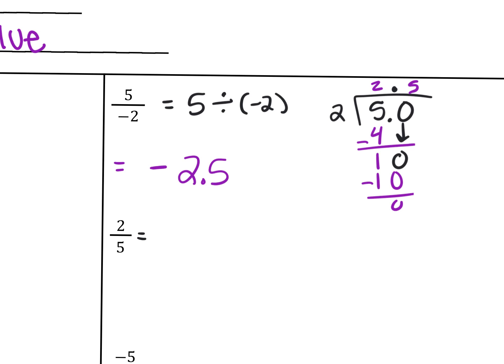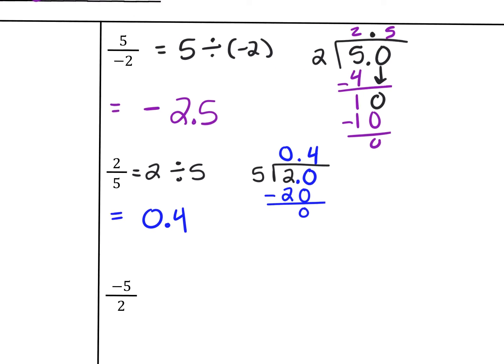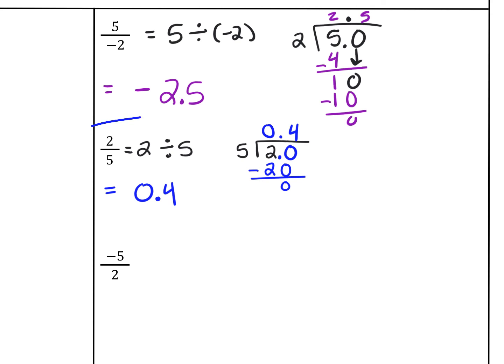Okay. So 2/5 as division means 2 divided by 5. 2 goes inside the division, 5 goes on the outside. 5 does not go into 2. I'm out of numbers, so I need to add a decimal and a 0. But 5 goes into 20 4 times. And it's going to be positive because they have the same sign, so that's 0.4. I'll draw little lines between these.